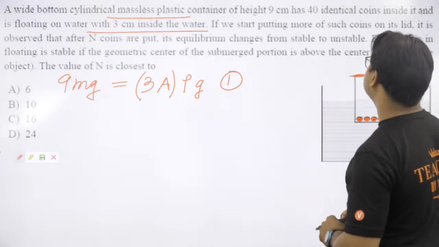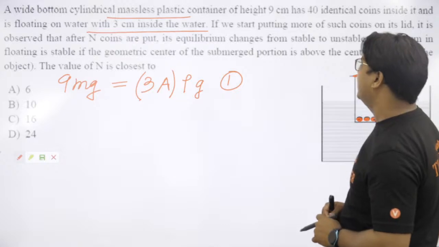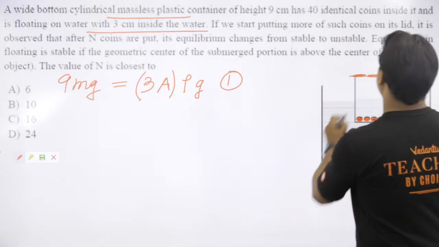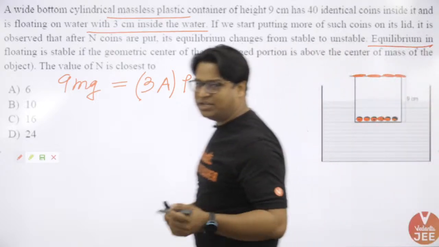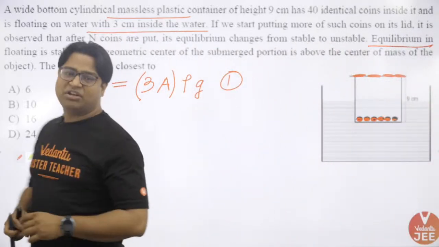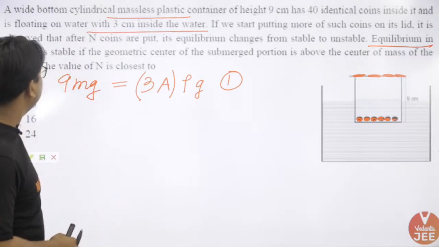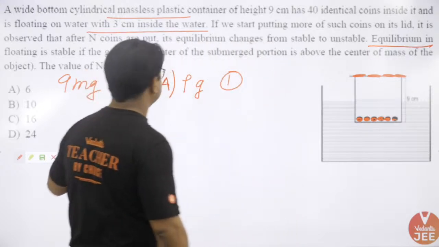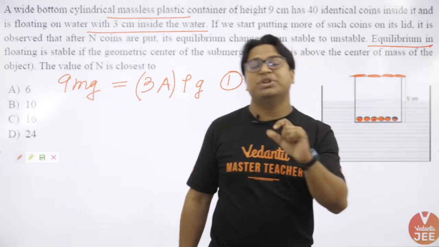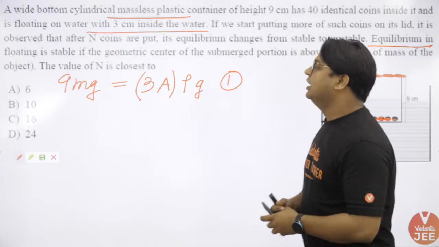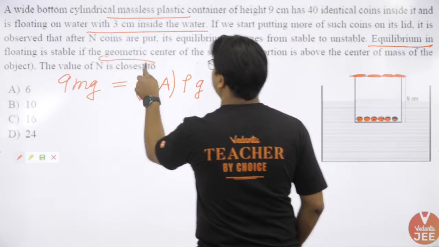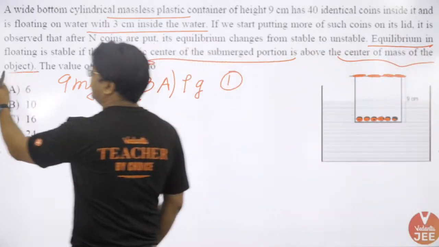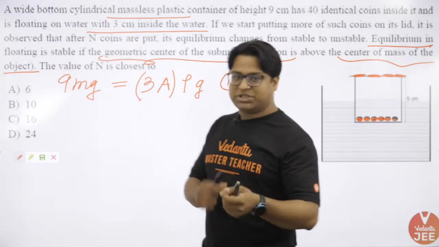its equilibrium changes from stable to unstable. The equilibrium is floating, and stable with the... So in the question you are given a hint, a condition for when the equilibrium is considered stable. Equilibrium is stable if the geometric center of the submerged portion is above the center of mass of the object. So when the switch from stable to unstable happens, these 2 points, the geometric center of the submerged portion and the center of mass of the object, will be at the same location.